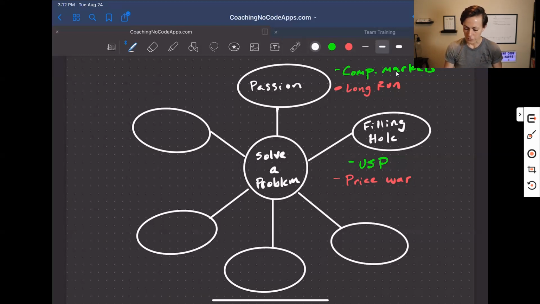The next one is serving a niche. So sometimes people try to build an app that is everything for everyone. In other words, you try to build an app that has all the features you could possibly think of to solve all the problems that you could possibly think of related to whatever it is your app does, that serves all the people you could possibly think of. You're trying to create a behemoth of an app that does everything for everyone.